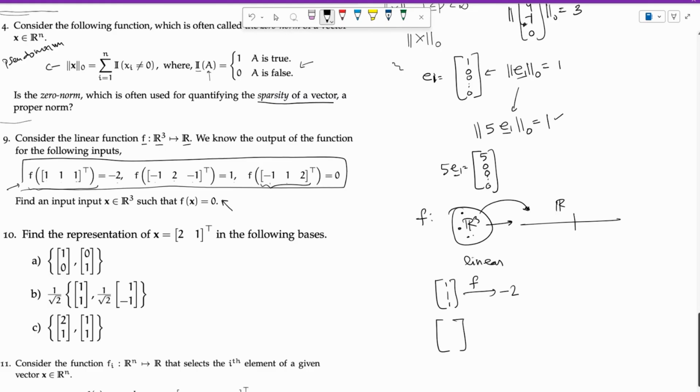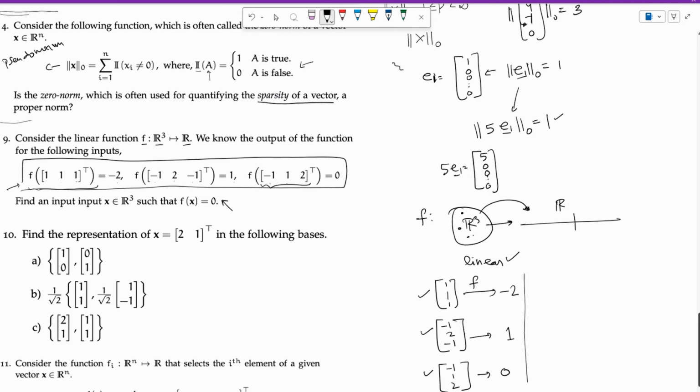And then this person also tells us, well, if you input -1, 2, -1, you get 1. Okay? And they give us a third input. If you input -1, 1, 2, you get 0. This is what we know. It's linear, and we know the input-output relationship for these 3 inputs.